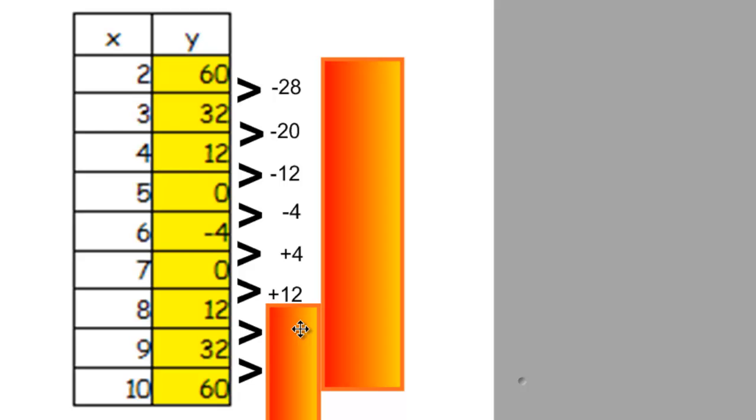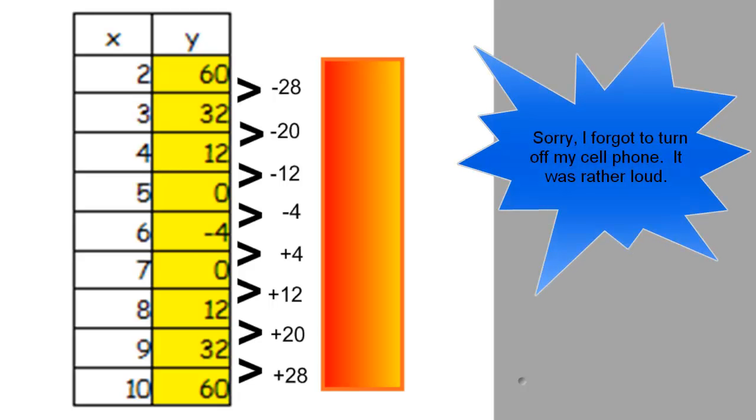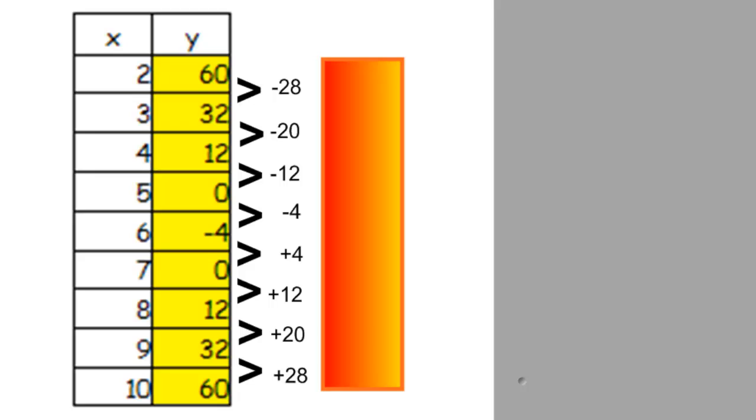Something's going on there. 0 to 12 is 12. 12 to 32 is 20. And 32 to 60 is 28. So again, this cannot be linear because the first difference is not constant. It cannot be absolute value because I don't have the same number as my rate of change where it just switches from a positive to a negative rate of change or vice versa. So I do have to look at the second difference.